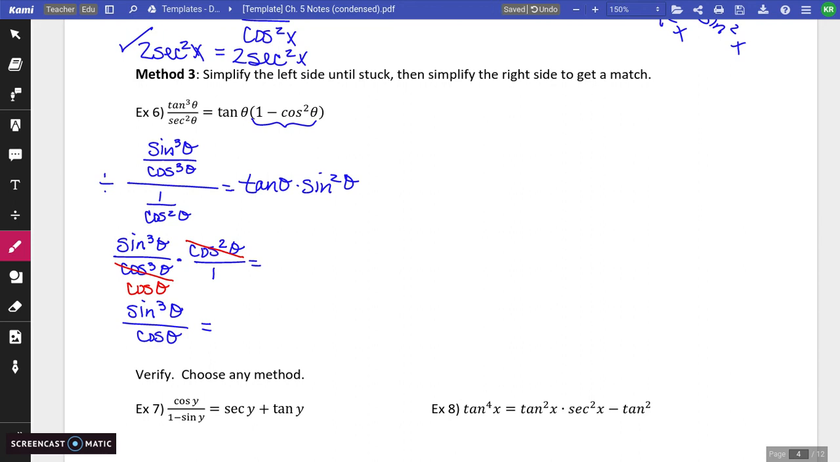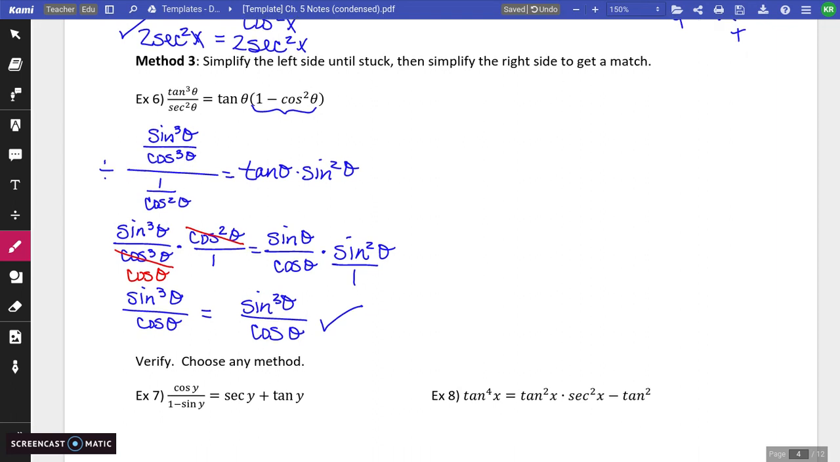Okay, so now am I getting something here that I can use? Well, I can, because look at what tangent is. Tangent is sine over cosine. And if I'm multiplying that by sine squared, well, this is over 1. Guess what? I'm going to have sine cubed theta over cosine theta, and that matches. So I worked both sides of the equation. I got them to meet in the middle. So I have shown that identity to be true.